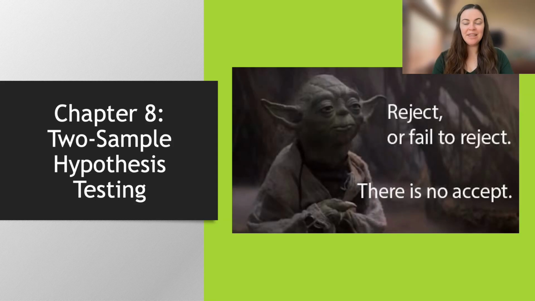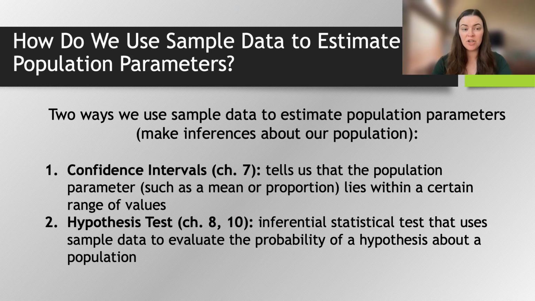Hi everyone. In this video, we will be covering the second part of Chapter 8, which covers two-sample hypothesis testing. As a brief reminder, there are several ways that we can use sample data to estimate population parameters. In Chapter 7, we discussed how we can use confidence intervals to tell us whether a population parameter, whether that's a mean or a proportion, lies within a certain range of values.